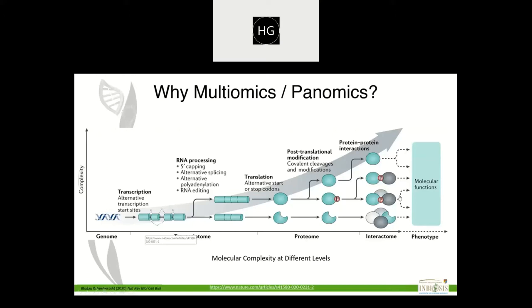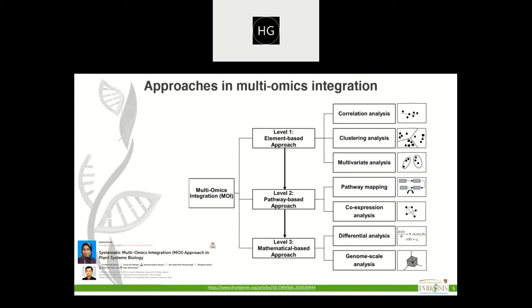So therefore, to truly understand a biological system holistically, we need a multi-omics approach. There are various ways to integrate the different multi-omics, from the elemental base, just simple correlation or cluster or multivariate analysis, all the way to pathway mapping until the genome scale analysis.